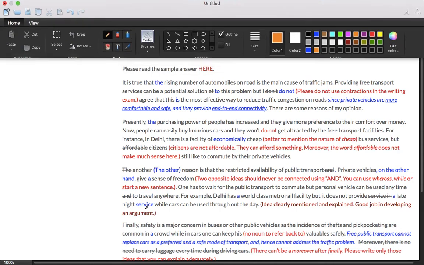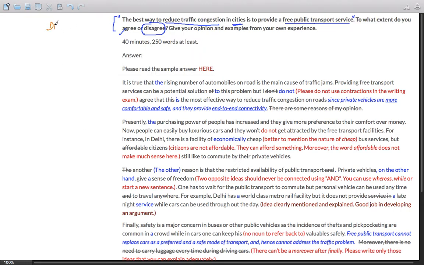Well, in that case, students have asked me whether, if they disagree, what should they do? Should they discuss other modes of transport that reduce traffic congestion? Or should they discuss only why this free public transport service is inadequate, is not an optimum solution, is not the best solution?